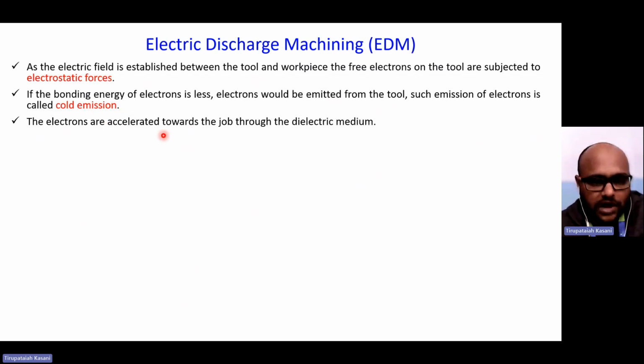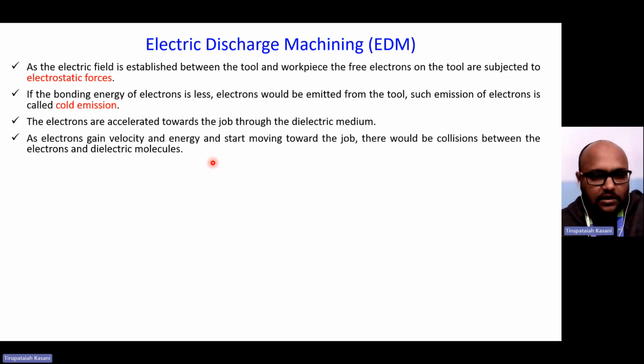The electrons are accelerated towards the job through the dielectric medium. As the electrons gain velocity and energy and start moving towards the job, there would be collisions between the electrons and the dielectric molecules. When positive ions are moving towards the negative and negative ions moving towards the positive, there is a dielectric medium through which they must go.